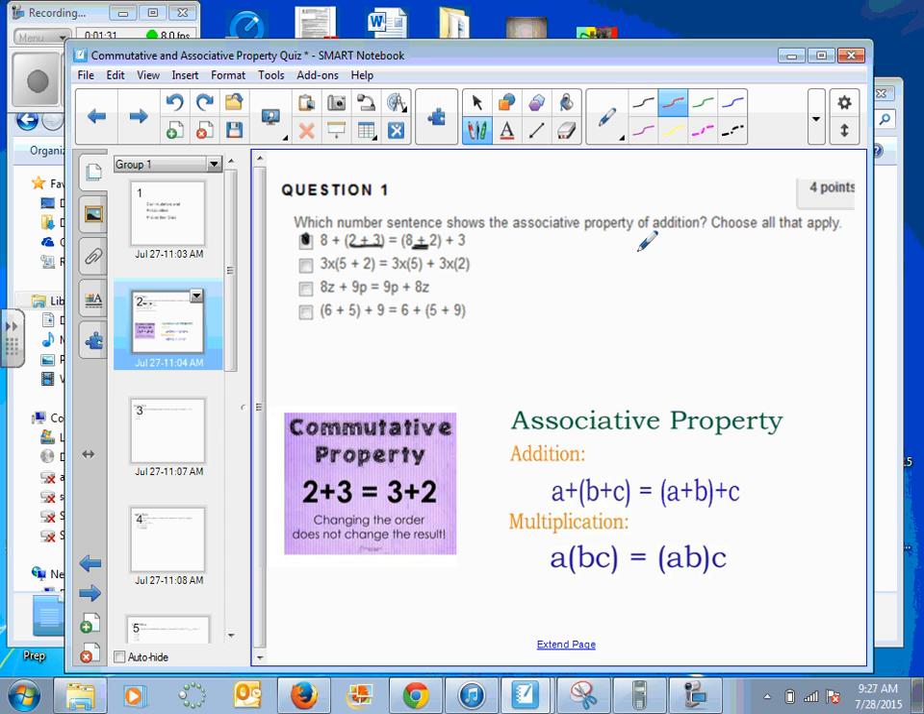Addition is always associative. Looking at the next one, 3x times the quantity 5 plus 2, then you've got 3x times 5 plus 3x times 2. That should be similar to something we saw before. That's the distributive property, so that's not associative. We're going to skip down to the fourth choice, because what you're looking for with associative is parentheses; they give that away, because that's how you group things together. You've got the 6 plus 5 grouped together, then they switch to the 5 plus 9 grouped together. So associative, changing how you group things together.